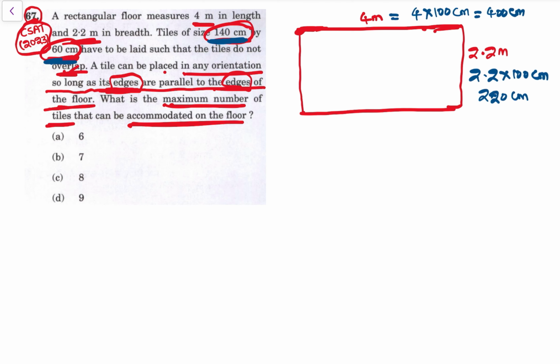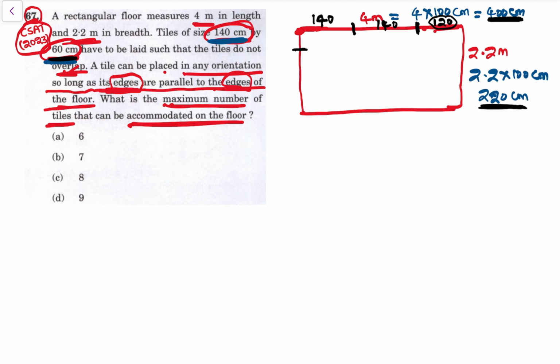Now see, this 220 centimeters can be divided with 60 centimeter and 140 centimeter tiles. Take 140, and this as 140. So 140 plus 140 is 280. What remains will be 120, because it should be 400 centimeters. So 140 plus 140 is 280, and 280 plus 120 gives 400.